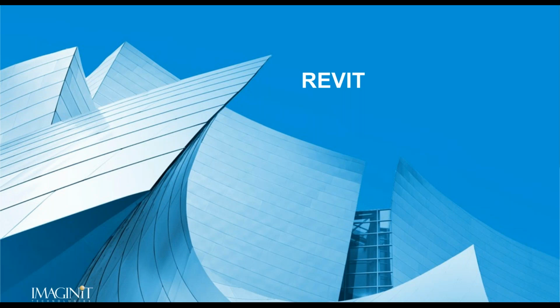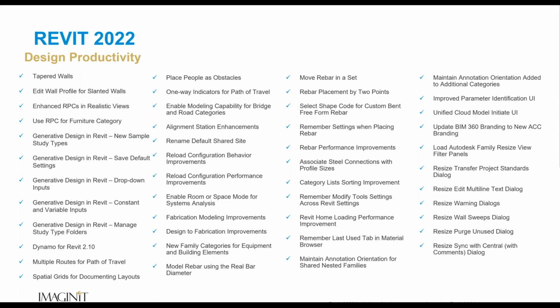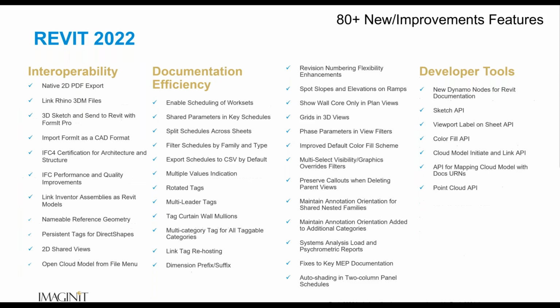All right, let's get into Revit. I want you to sit back and take a look at the slide. Look at all the things they did, and all the features actually fit on two slides. What Autodesk did in this case is bring everything together into four categories.